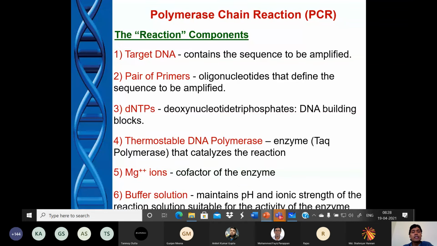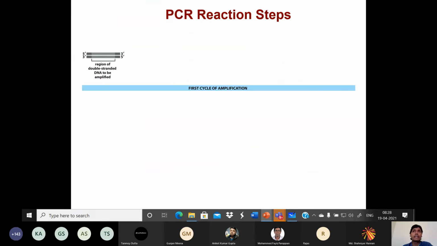A solution buffer is required for maintaining pH as well as ionic strength and those things. And I just finished the enzyme part. Now this is, I would say, the final slide where you will get almost everything. So the region of double-stranded DNA to be amplified: we are showing here 5' to 3' and 3' to 5' double-stranded DNA. So the first step is to heat to separate strands.